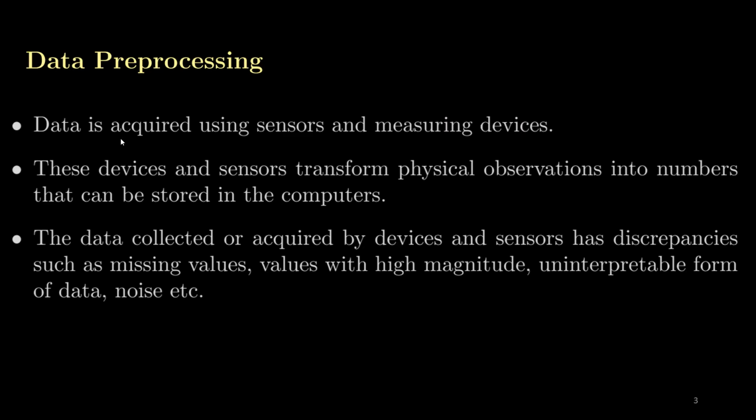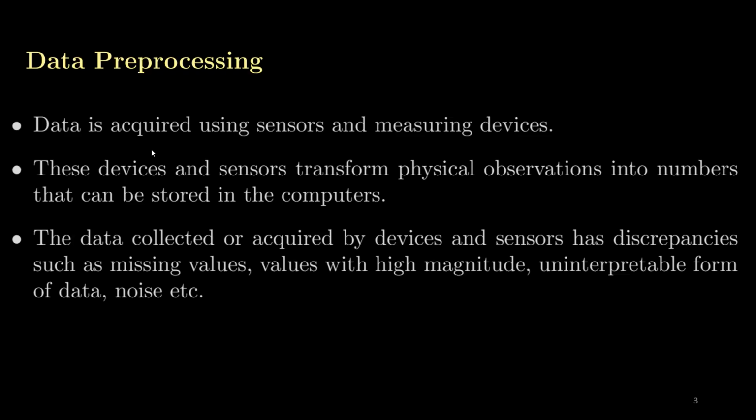So the situation is that we acquired or collected data with the help of sensors and measuring devices. These measuring devices and sensors transform physical observations into numbers that can be stored in computers. One of the simplest forms of a sensor is a thermometer. What does a thermometer do? It transforms the physical observation, that is the heat of the environment, into the temperature, and we can record temperature in the form of numbers like 35 degrees centigrade, 40 degrees centigrade, or 30 degrees centigrade. These numbers can be stored easily in computers.